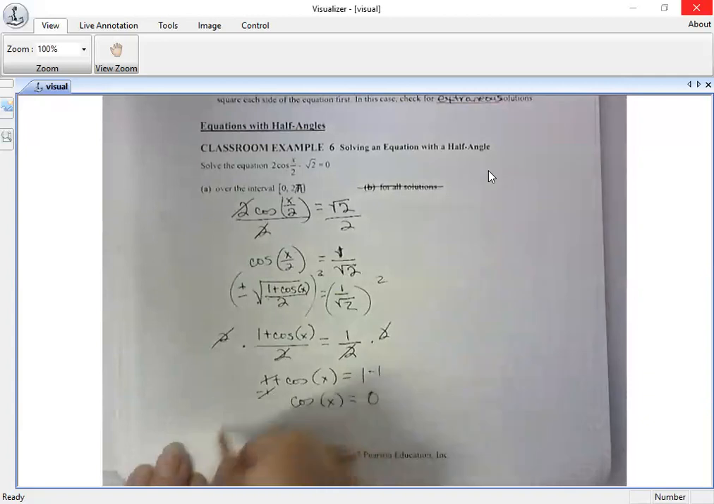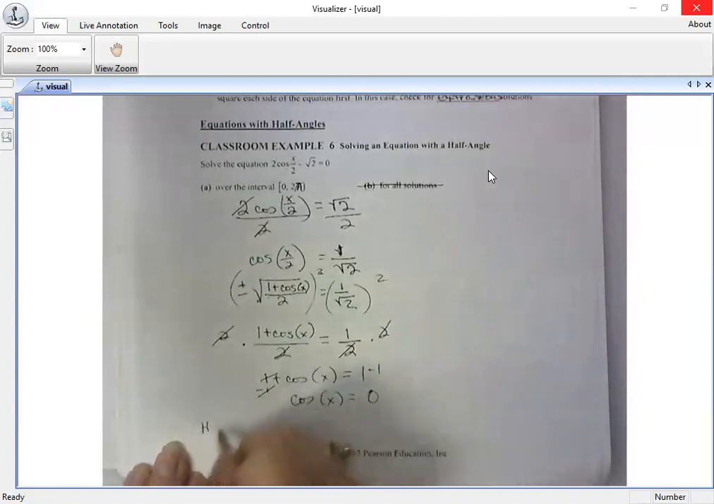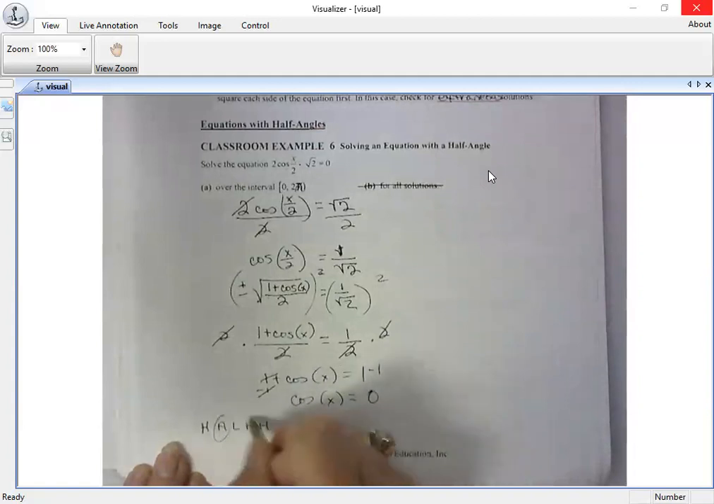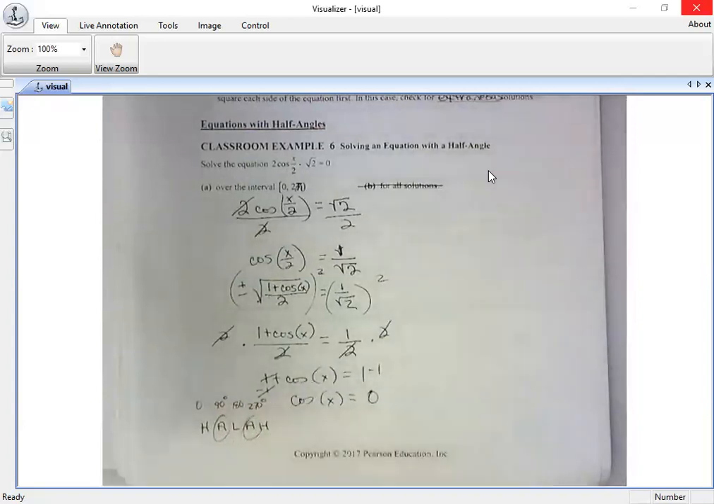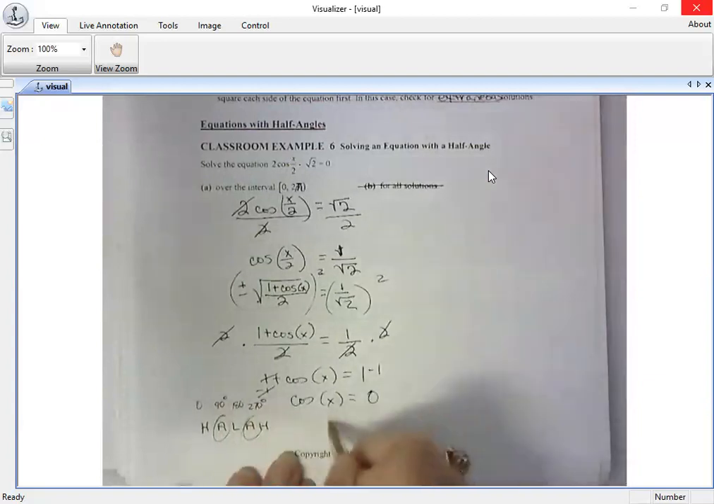There you go. So that means I've got what values? If this was 0, this is what? 90, or pi over 2. This would be 180. This would be 270. So I need to take 90 and 270 and write them in radian form. So angle x is going to be what?